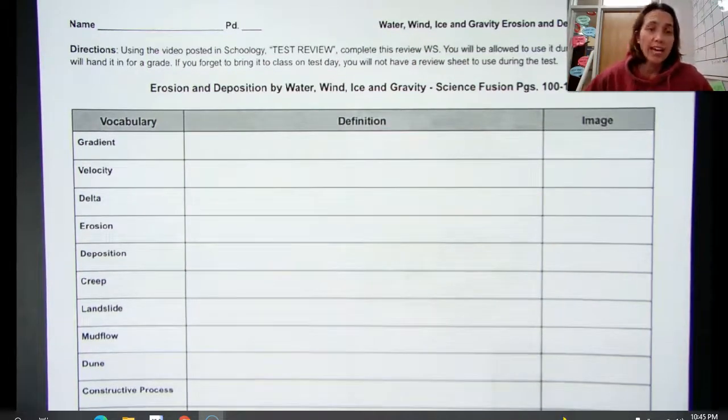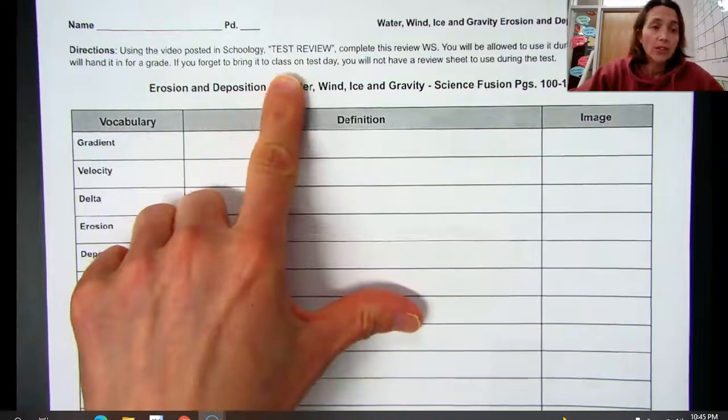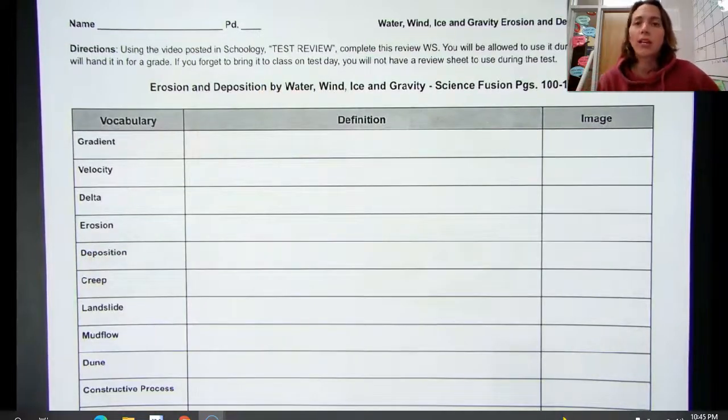So if you did not get one from the Take One basket, send somebody in your group to go get one for everybody, and you probably want your Science Fusion book if you don't already have it. All right, so remember, you can bring this to the test tomorrow and use it during the test. So don't lose it. Okay, let's begin. Let's begin on this way.